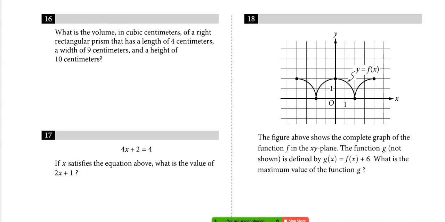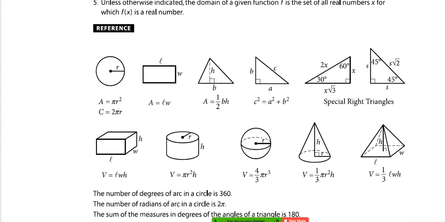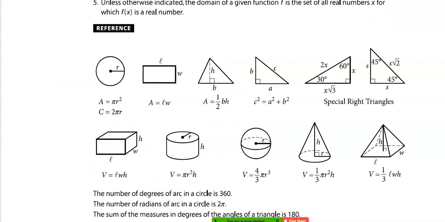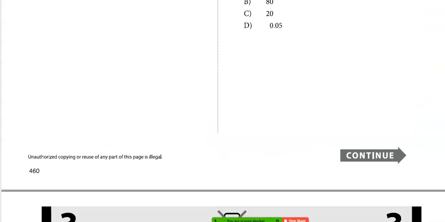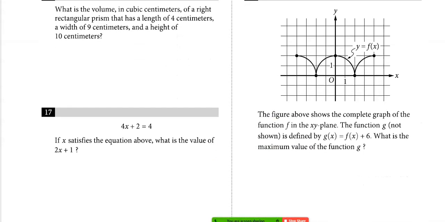So number 16, what is the volume of a right rectangular prism? Height, width, length. If you forgot your formulas, you can go all the way back to the beginning, right here. And a right rectangular prism is right here. So volume is just length times width times height. So that makes this problem super easy. All I have to do is multiply all those numbers together, which is right here.